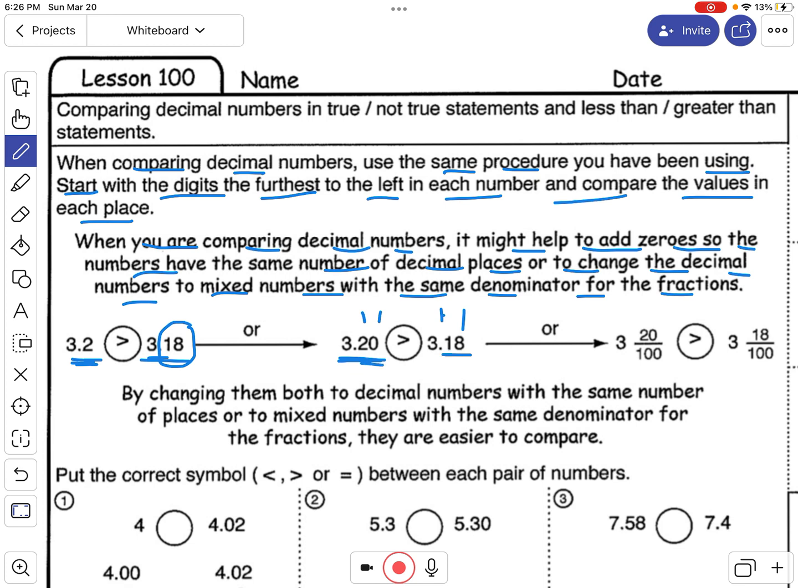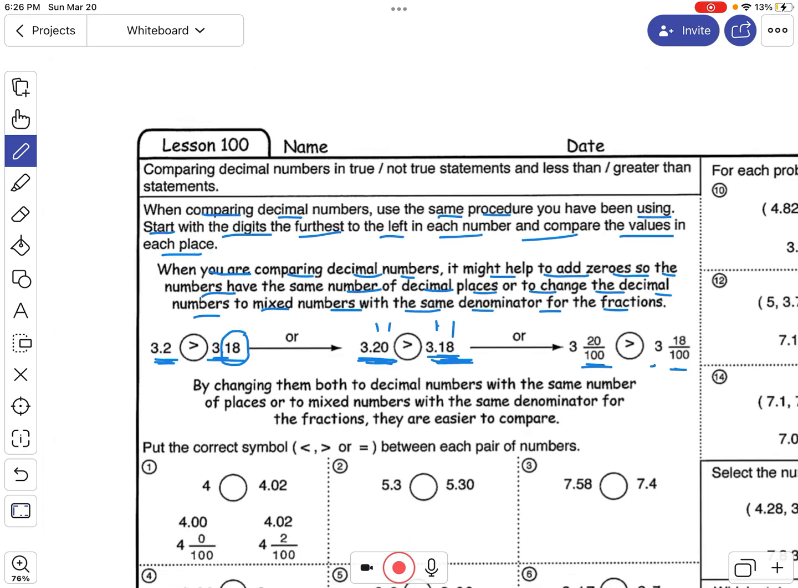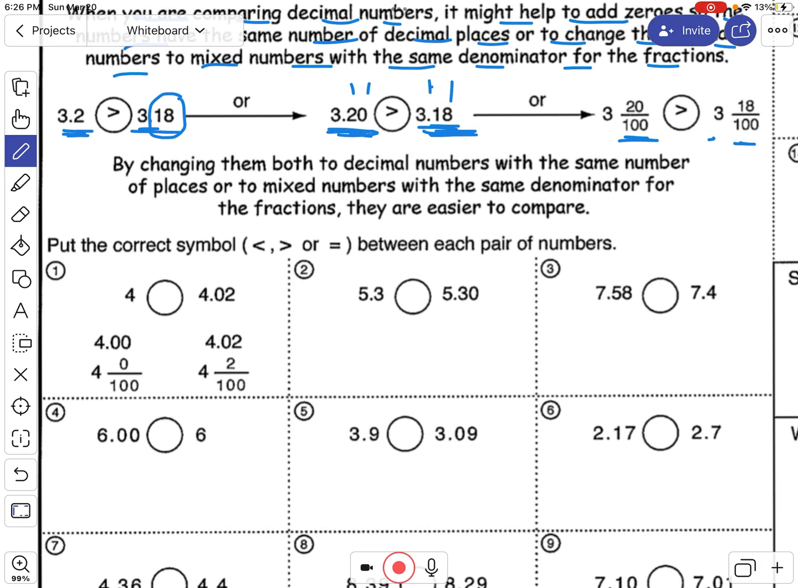So now you can see $3.20 and $3.18. Clearly the 3.20 is larger, but if you take that zero off, it could be kind of tricky. 3.20 means 3 and 20 hundredths, and this is 3 and 18 hundredths right there. By changing them both to decimal numbers with the same number of places, or to mixed numbers with the same denominator for the fractions, they are easier to compare. All right, let's move along here.